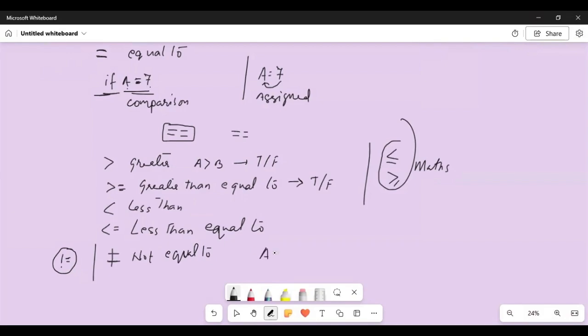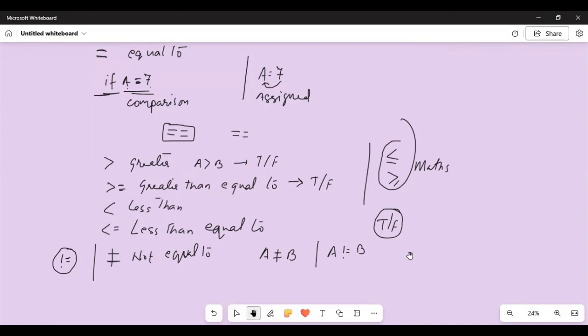Say for example, two quantities, I want to check whether A is not equal to B. I will write it down like this, or I can write it down like this: A not equal to B. Both are accepted. All of these relational operators are going to return either true or false because they are checking for the relationship between the two operands. I hope I have covered all the relational operators: greater than, lesser than, equal to, not equal to.